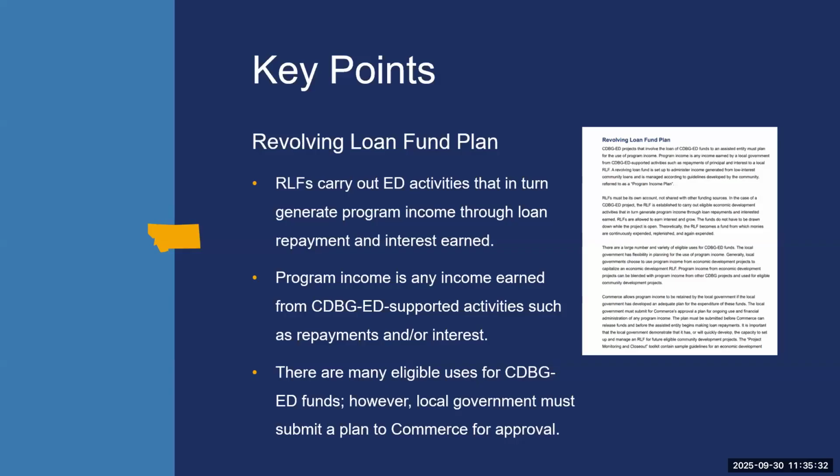The program income is any income earned from CDBG ED supported activities, such as repayments and/or interest. There are many eligible uses for these funds, but the local government must submit a plan to Commerce for approval. So again, these are some key pages in chapter 8 if your community has an RLF or is thinking about applying for funds to be used to start an RLF.